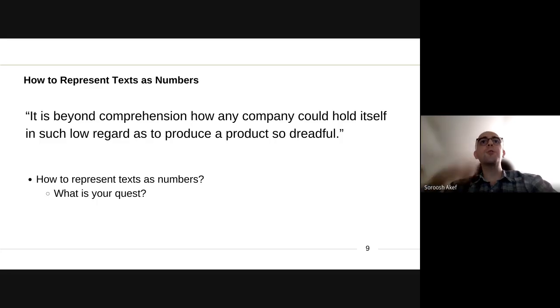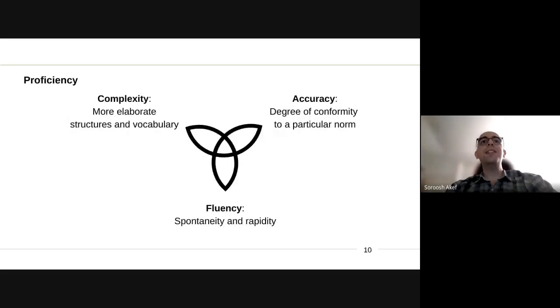So you need to represent this text as numbers in a way that is informative for the task that you are trying to do. And this is where we ask, okay, so what is your quest? Our quest is to predict proficiency. And luckily, for predicting proficiency, we have this operationalization of proficiency, where we say proficiency has three dimensions: complexity, accuracy, and fluency. Where complexity is the ability to produce more elaborate structures and vocabulary.